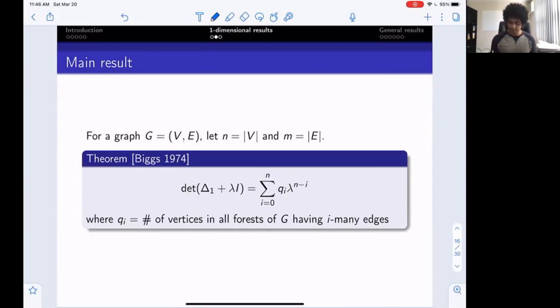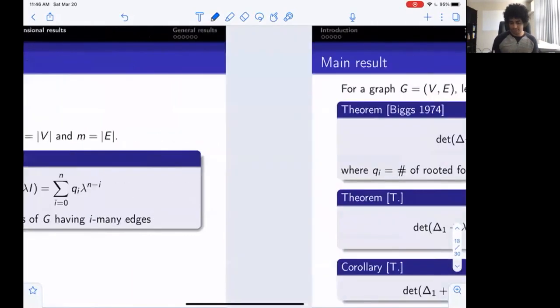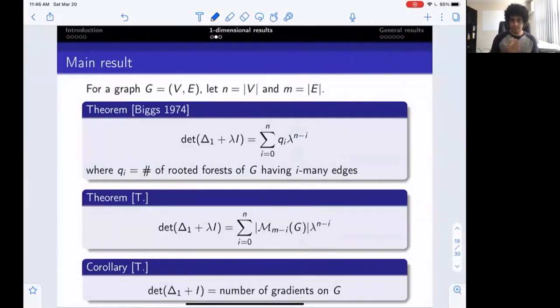That's a bit hard to imagine, but this is just equivalent to saying it's the number of rooted forests having i many edges. And now hopefully it's clear why we did that rephrasing earlier, because then immediately applying it says the characteristic polynomial of the graph Laplacian is actually just counting all these sets. And if we plug in lambda equals 1, what we end up getting is the number of gradients on the graph. These are all the gradients because all these sets are disjoint and their union is everything.